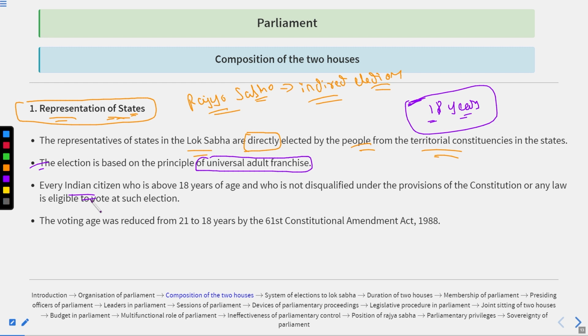The voting age, we know, was reduced from 21 to 18 years by the 61st Constitutional Amendment Act of 1988. Prior to 1988, basically the voting age was 21, but after it became 18 years, and today it is still 18 years.